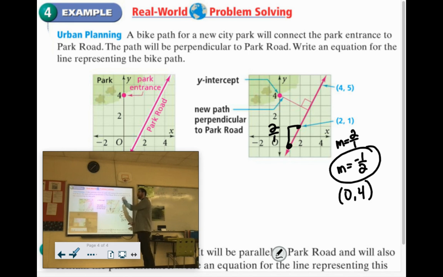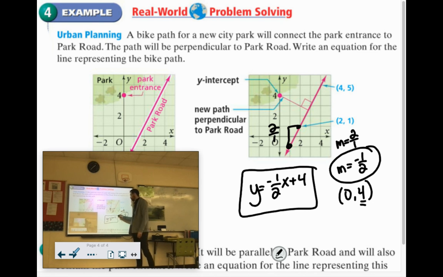Now, it intercepts the y-axis, so they gave us the y-intercept. Oh my gosh, that was so nice of them. We have the new slope, we have the y-intercept at positive 4, so you could just say y equals negative 1/2 x plus 4. You can get there by doing the point slope form and turning it into slope-intercept form, but if they're giving you the y-intercept, just take it.